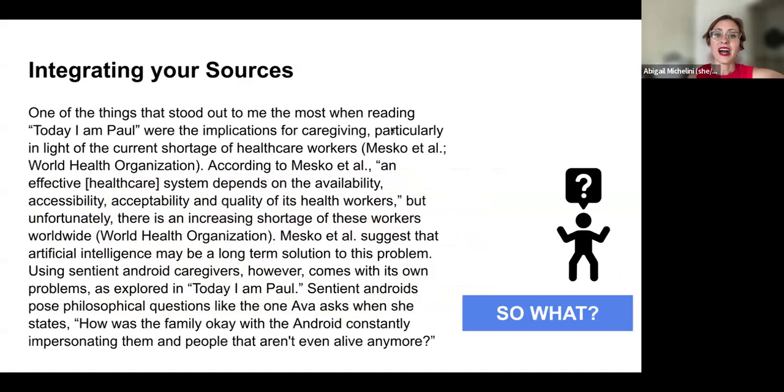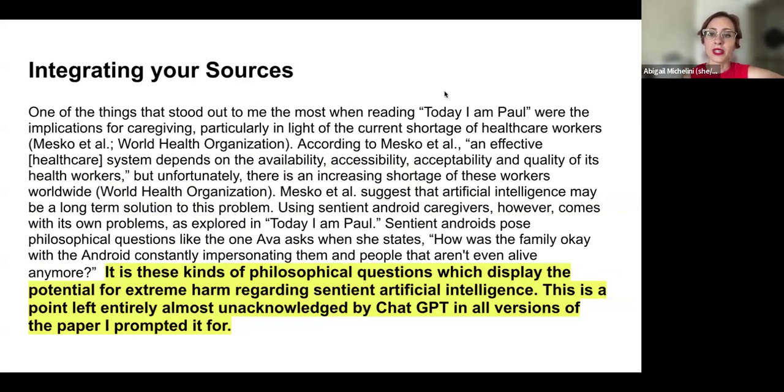Now you'll notice I haven't yet connected this back to ChatGPT's paper, right? So this is something that stood out to me that ChatGPT didn't mention, but I got to say that at some point because ultimately I'm critiquing ChatGPT's paper and saying what needs to be said about this story. So here's my concluding sentence. Everything else written above is the same as what I just read to you. I wrote, it is these kinds of philosophical questions which display the potential for extreme harm regarding sentient artificial intelligence. This is a point left almost entirely unacknowledged by ChatGPT in all versions of the paper I prompted it for.